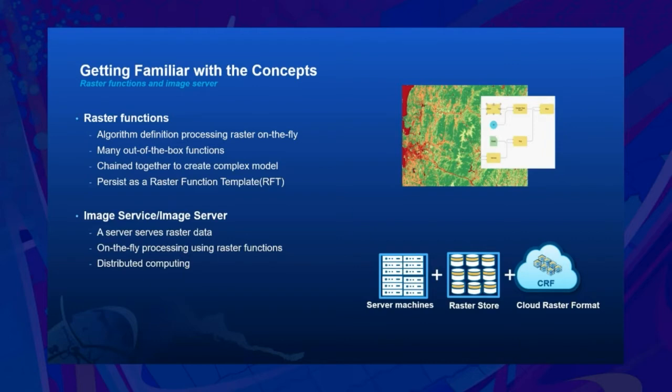Image server is an ArcGIS server that processes and shares raster data through the web. Image server serves image services and supports on-the-fly processing as well as distributed raster analytics through Portal for ArcGIS.